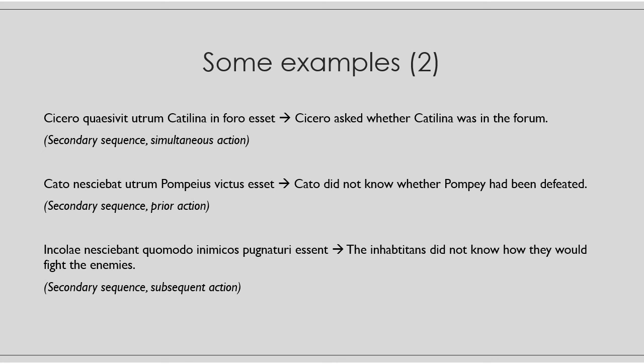The last example that I listed is an action which is subsequent to a secondary sequence verb. So we have nesciebant, so imperfect, so secondary sequence, and then this weird form pugnaturi essent, with the future active participle plus the imperfect subjunctive of the verb sum. Incolae nesciebant quomodo inimicos pugnaturi essent. So the inhabitants did not know how they would fight the enemies, like in the future. So in this case, pugnaturi essent just signals that the action took place in the future, compared to the action of the main verb.